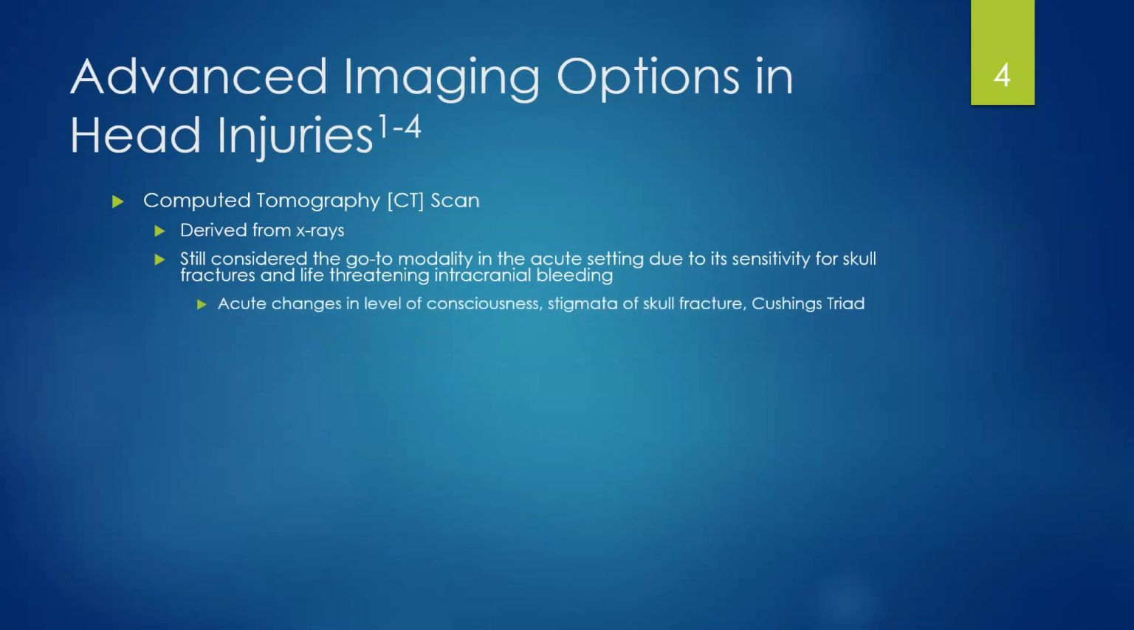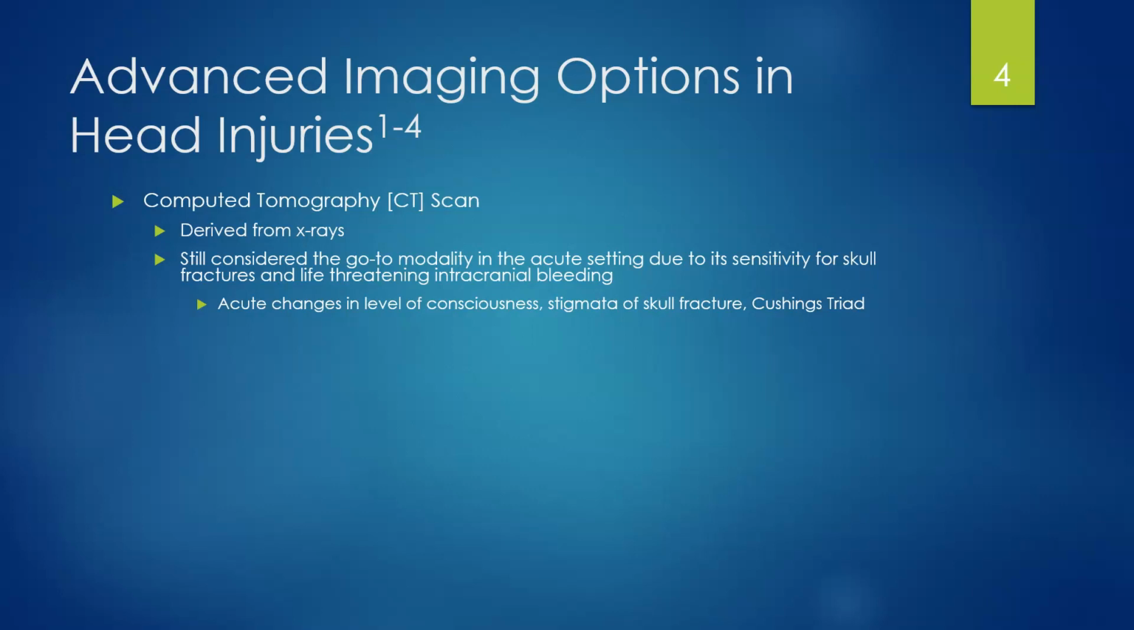Some of our indications for thinking someone needs a head CT, at least for us as athletic trainers, would be acute changes of level of consciousness, and stigmata of skull fracture, so our classic things like Battle sign, raccoon eyes, drainage of cerebrospinal fluid from the nose or ears, elongation of the face, depressions or other suggestions of skull fracture. These are the overall physical findings of skull fractures.